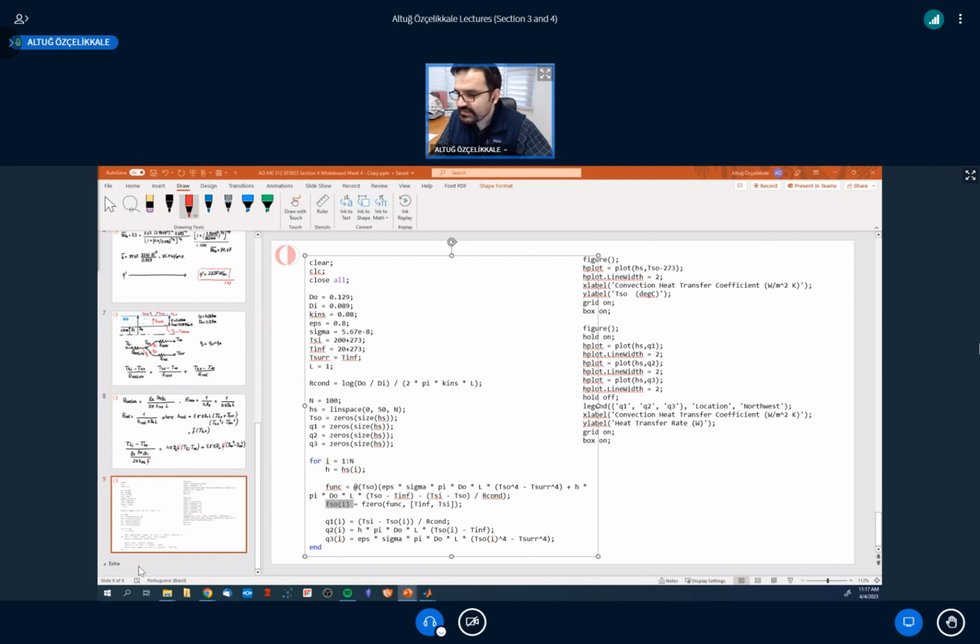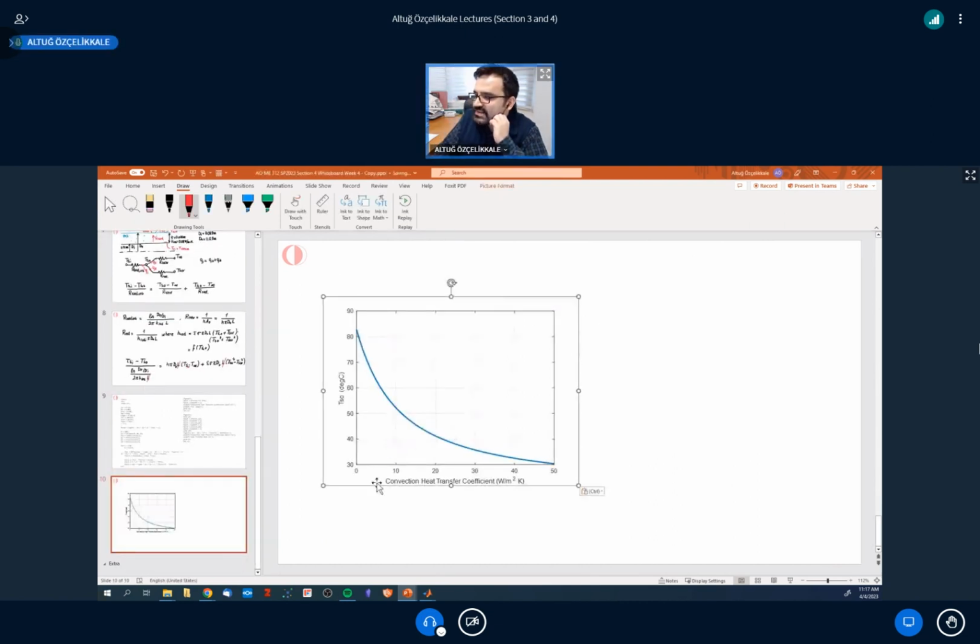Once we obtained, first of all, with the increasing convection heat transfer coefficient, we can see that the surface temperature is decreasing, because increasing H means increasing heat transfer across the insulation. And that increased heat transfer can only be sustained by a greater temperature drop from the steam temperature to the outside temperature. So TSO is decreasing because of that.